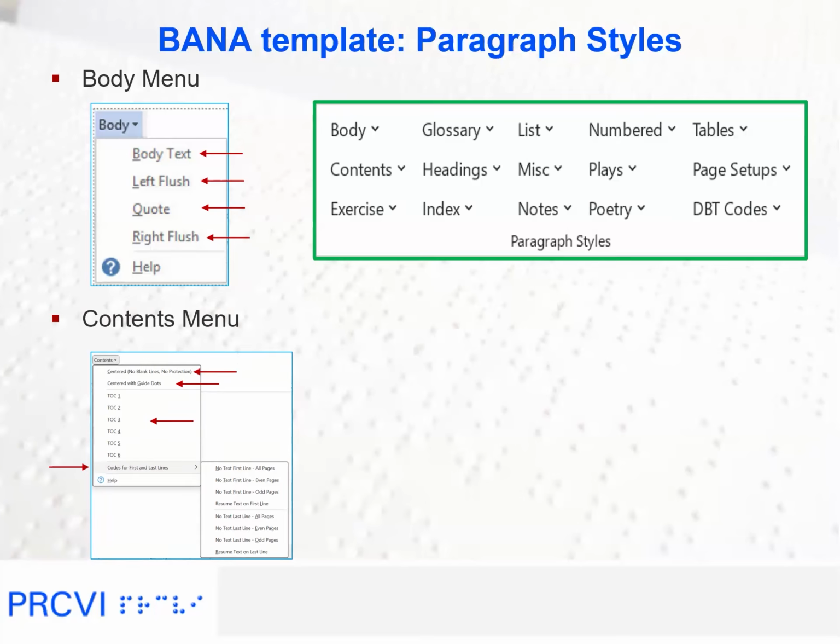Quotes for first and last line. These quotes keep text from appearing on the first and last lines of the Braille page. Once the table of contents is completed, it is necessary to insert the Resume Text on First Line and Resume Text on Last Line, so text will appear on the first and last lines again.